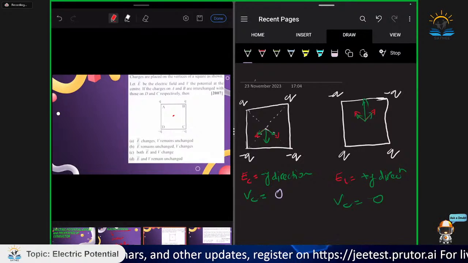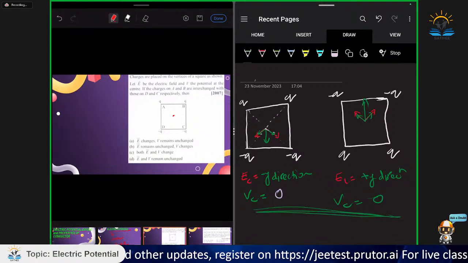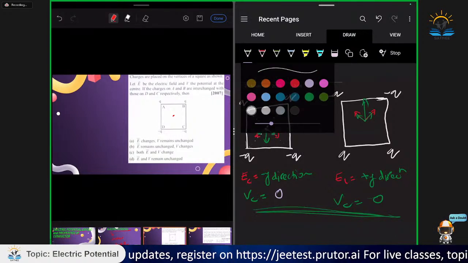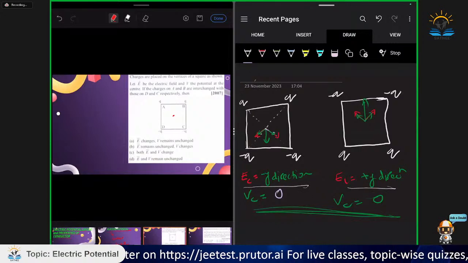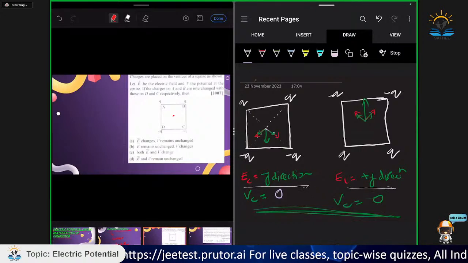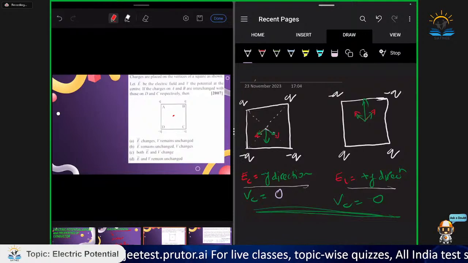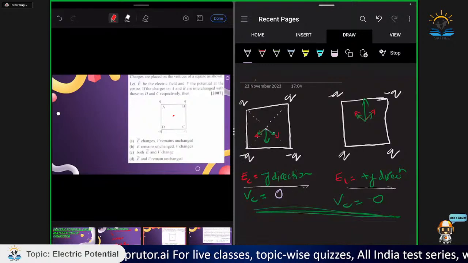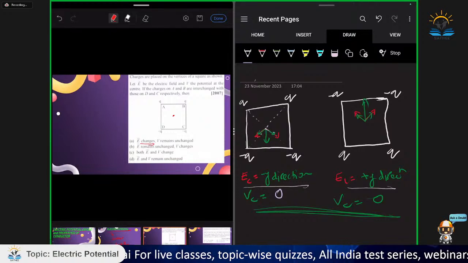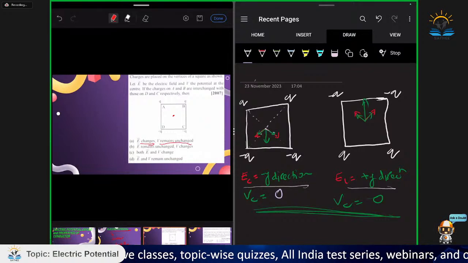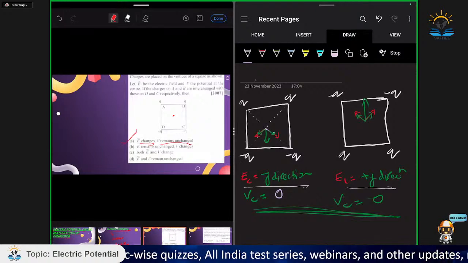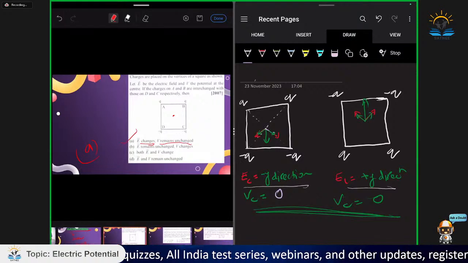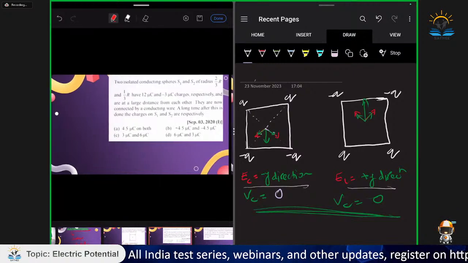So the potential remains the same, but the electric field has a different direction. Electric field is a vector quantity. If its direction changes, that means the electric field changes. So the electric field changes and the potential remains unchanged. So option A will be the correct answer. This is our next question.